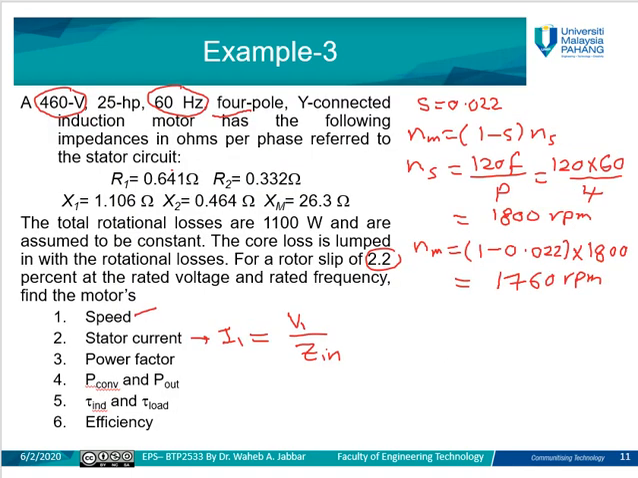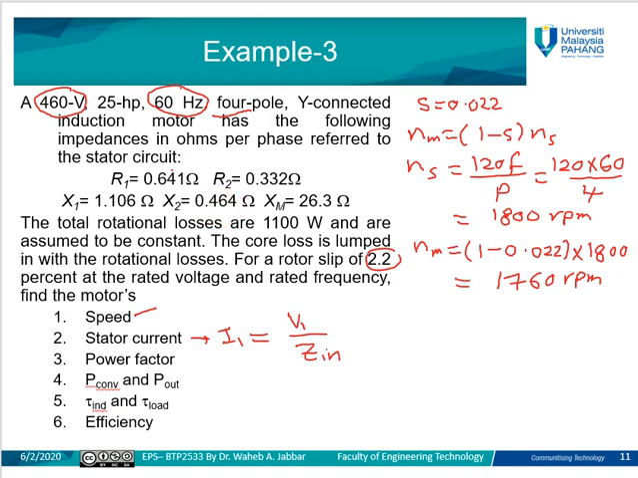The fourth one is P converted and P out. When we talk about P converted and P out here, we need to focus more on the power flow graph. In the power flow graph, we know that the P in will be divided into two main parts. One goes for feeding the stator and core losses. The other one will be the converted power, which goes to the rotor circuit.